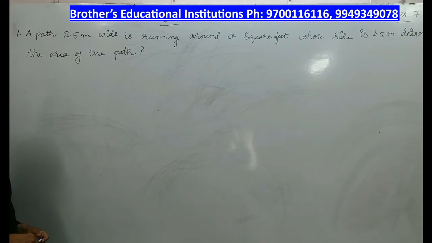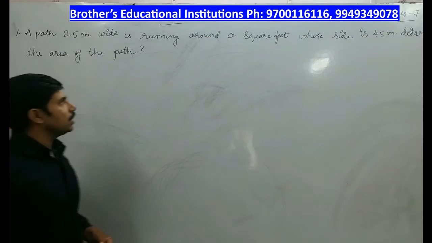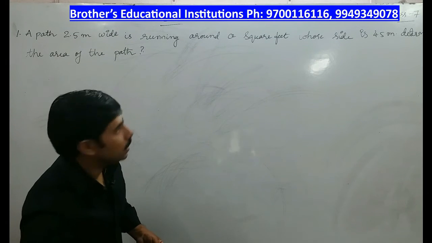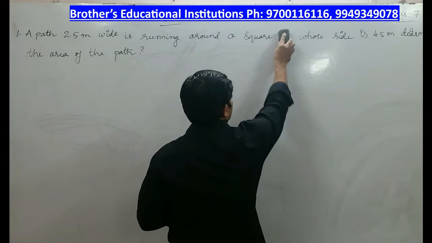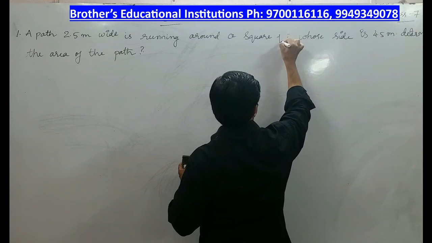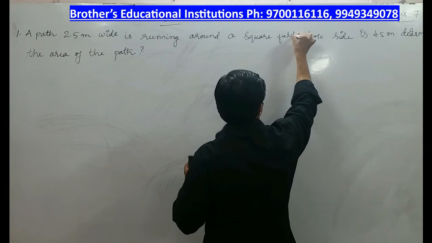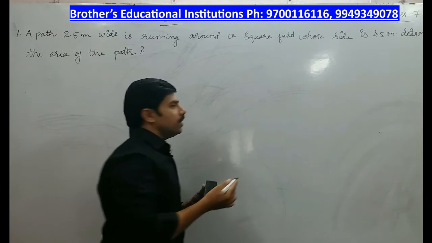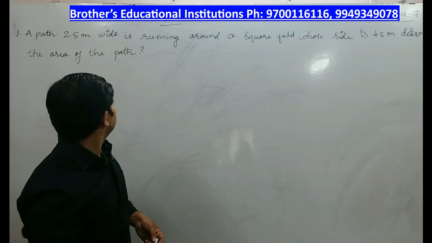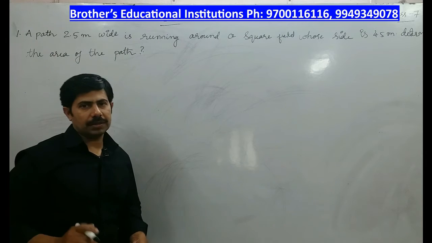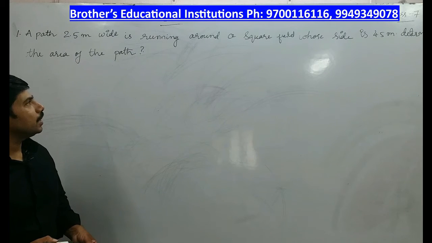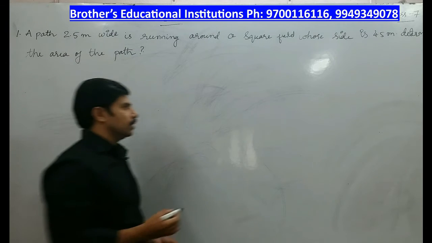A path 2.5 meters wide is running around a square field whose side is 45 meters. Determine the area of the path. Okay. Now here a path 2.5 meters wide is running around a square field.